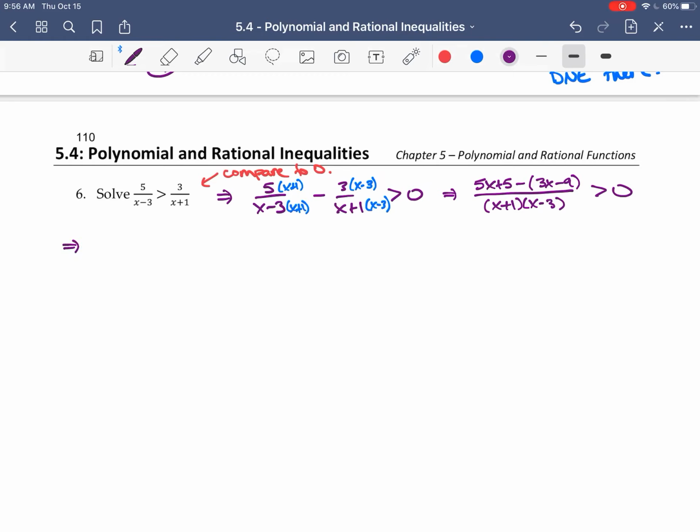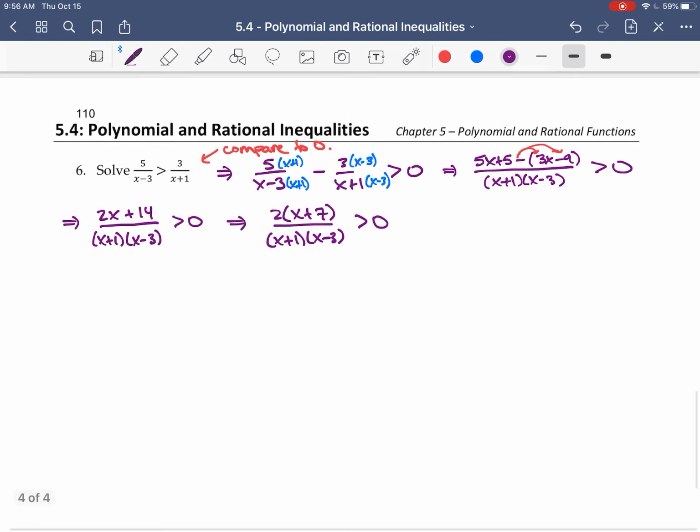So if I simplify that, the negative has to go through. So it's 5x minus 3x, so that's going to be 2x, and then 5 plus 9 is going to be plus 14, over x plus 1, x minus 3. If we wanted, we could pull out the 2. So it's actually x plus 7 on the top, just to make sure that nothing is going to cancel out. So that's what we want to solve.